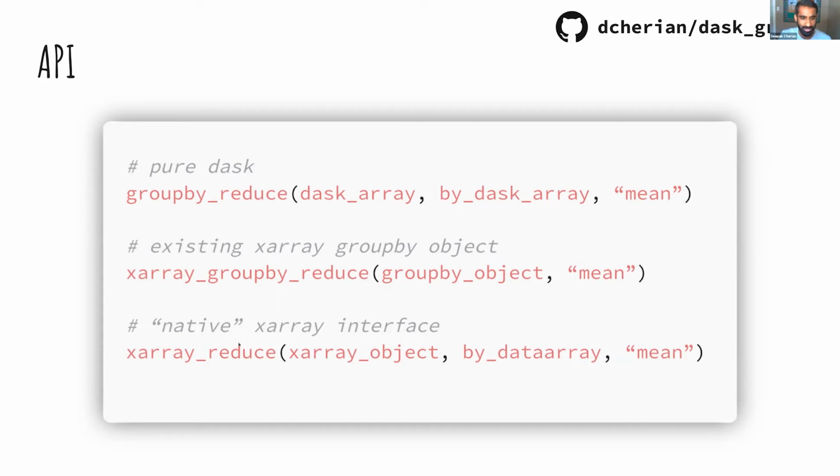And then the last one is this native xarray interface that eventually I'm hoping we should allow some opt-in through xarray itself, where you give it an xarray object, data set, or data array. Both I think will work. And you can group by a data array, call the mean, and in theory, you should do all this.